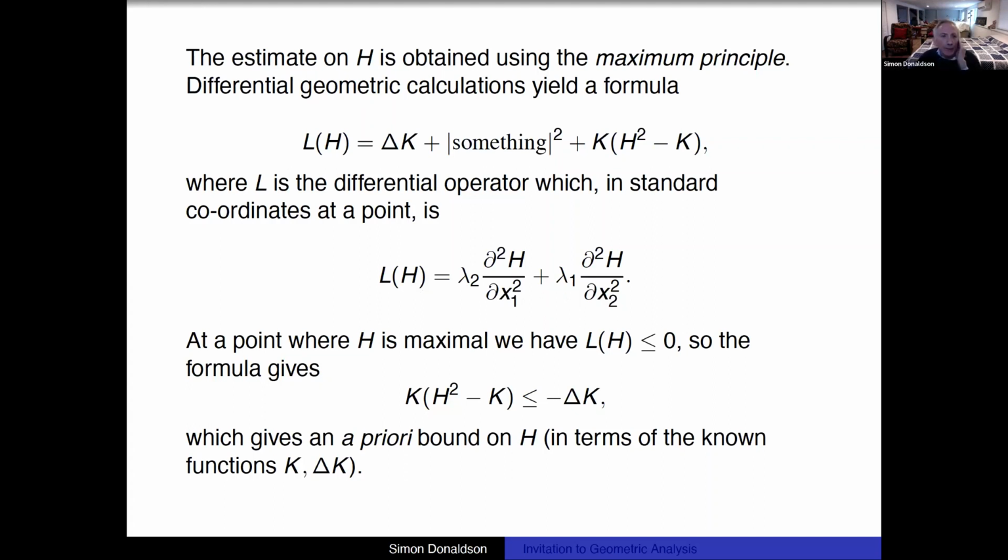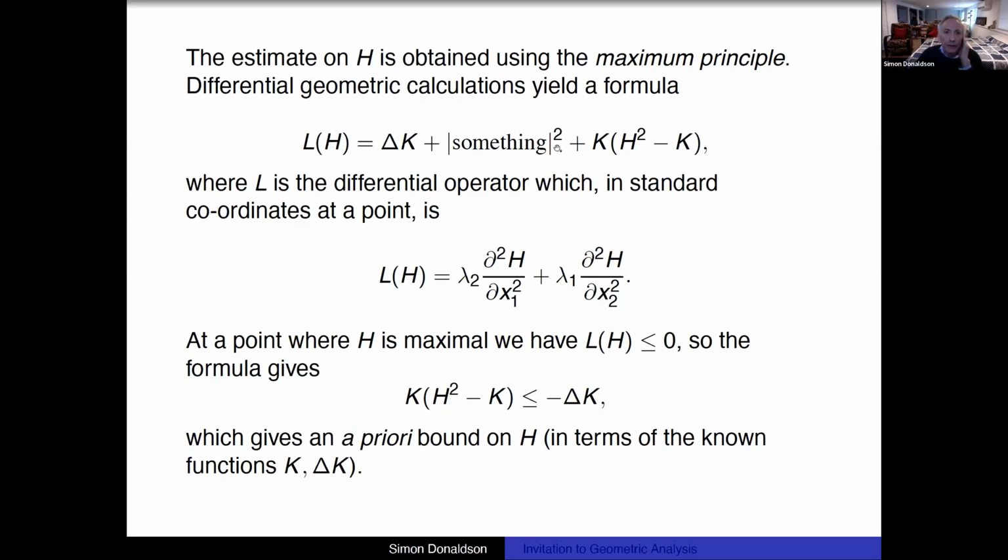In any case, the details don't really matter. The point is that at a point where H is maximal, because of the nature of this operator, L of H is less than or equal to 0, because at a maximum, the first derivatives of H must be 0, and the second derivatives must be non-positive. Lambda 1 and lambda 2 are positive. So, going back to our formula, L of H is negative.